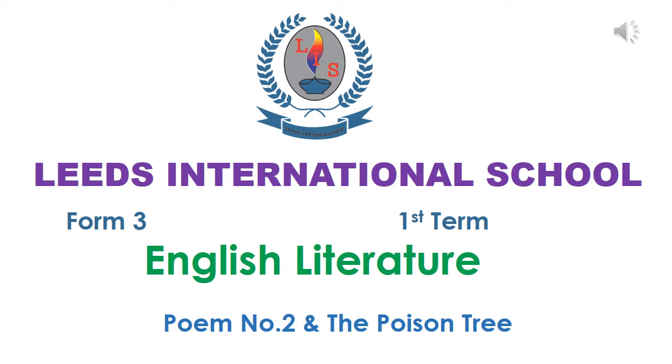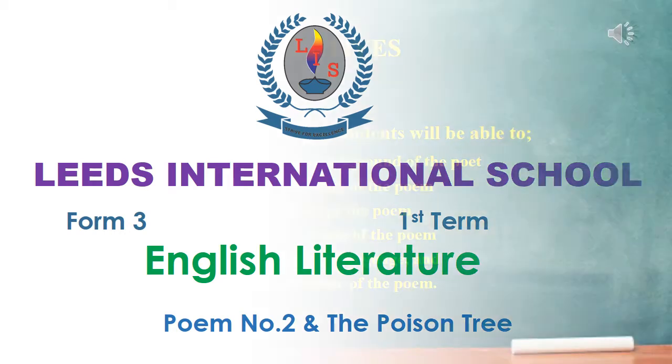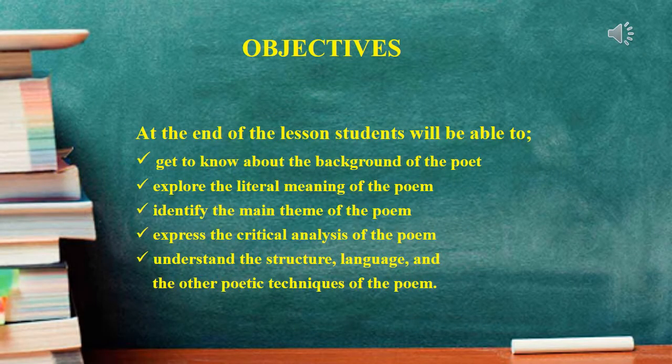Hello, my dear students. Form 3, first term, English Literature. Poem number 2, The Poison Tree by William Blake. Before proceeding with the lesson, let's move on to the objectives of the poem.